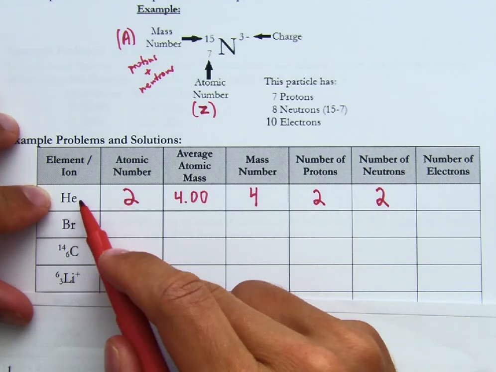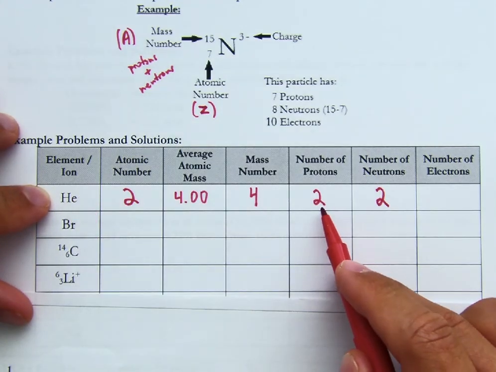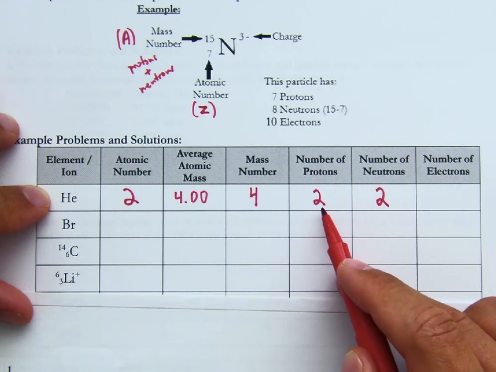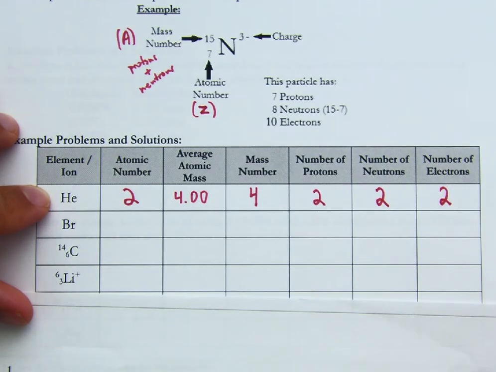And because you can see that there is no charge written here, if we have 2 positive charges, we also have to have 2 negative charges in order for this to be a neutral helium atom. So you're kind of using a little bit of logic as you do this.